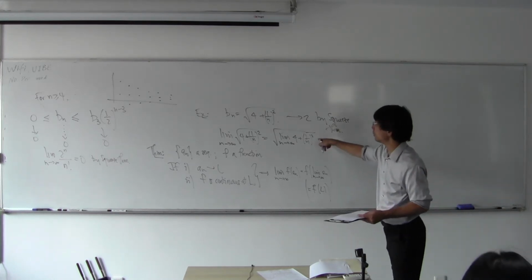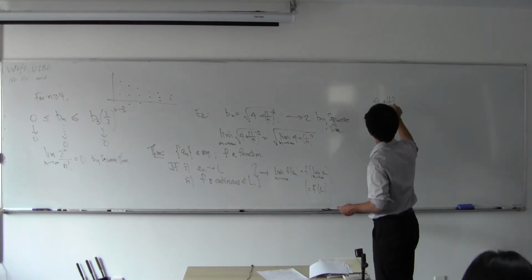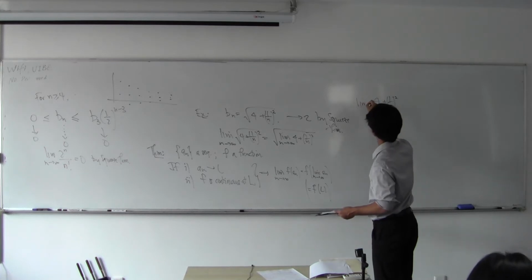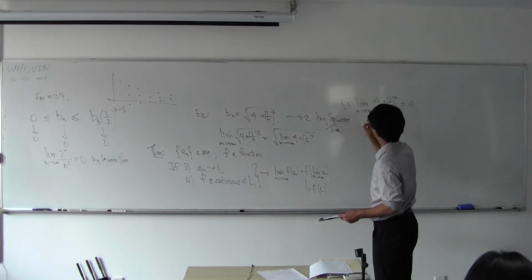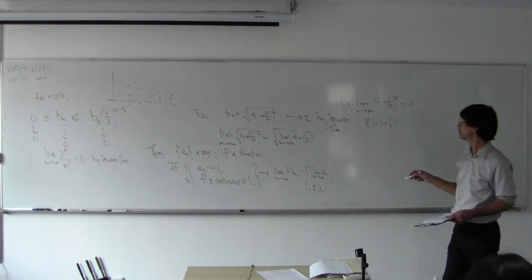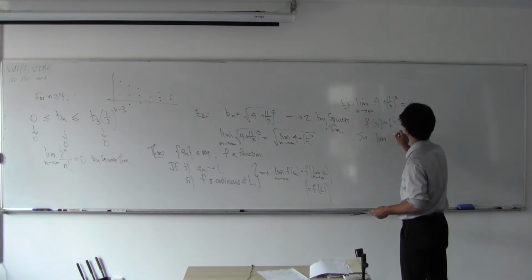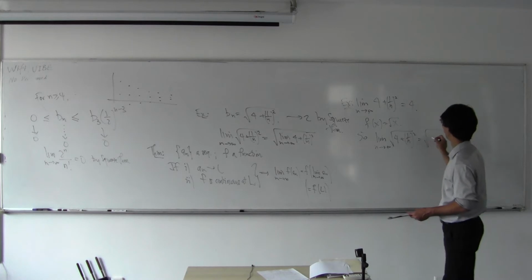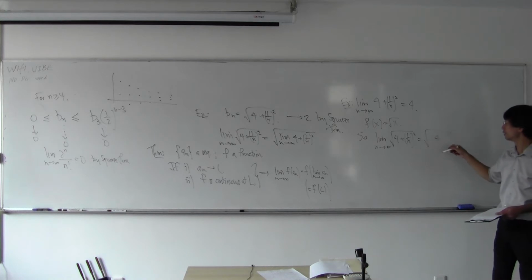Okay, so this is the example, right? You have this sequence, and the limit of this sequence is 4, right? And you have this function, f of x is the square root of x, right? So the limit of the square root of this is the square root of the limit.